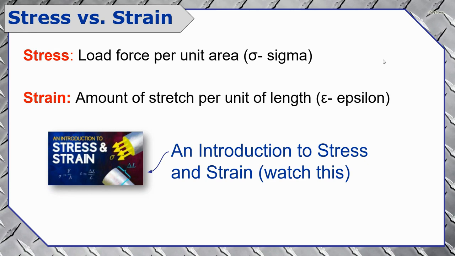Stress is load force per unit area. We use the lowercase letter sigma to represent stress in formulas. Strain is the amount of stretch per unit of original length. So we use lowercase epsilon to represent strain. In other words, stress is taking into account the cross-sectional area of the shape when we're measuring the force applied to it. Strain is taking into account the original length of the material when we are trying to measure and understand how much it stretches.